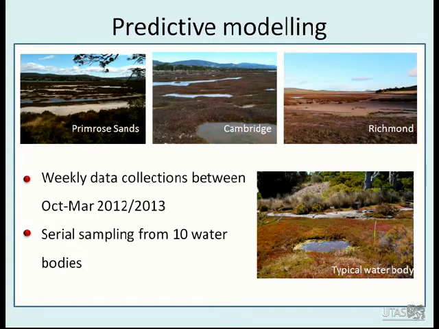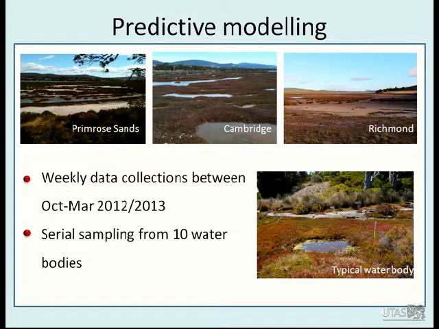Late last year, I selected 3 salt marshes in southern Tasmania. We've got Primrose Sands on the Carlton River, Cambridge and Richmond salt marshes on the Cole River. What I did was select 10 water bodies, typical of the one down there on the bottom of the screen. All salt marshes are relatively similar in their density of camptorhynchus and their human impact in the surrounding area.